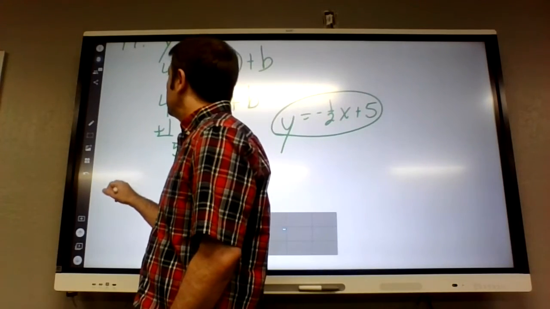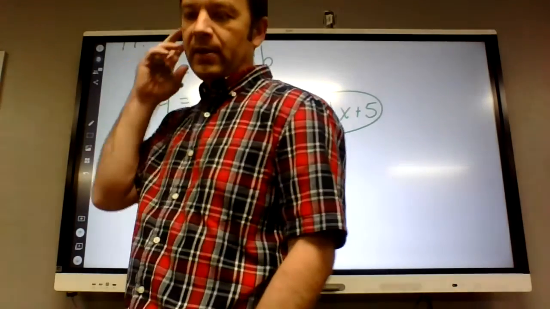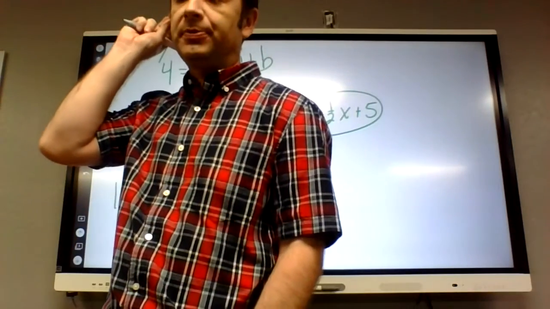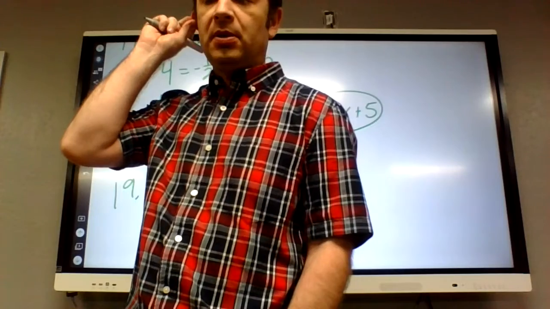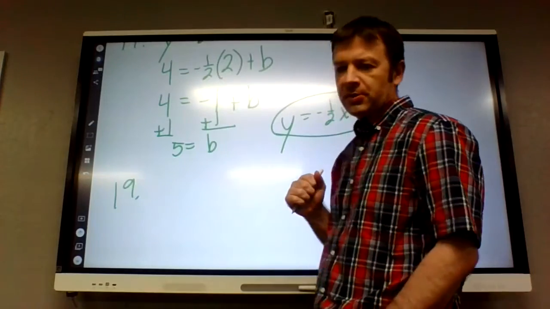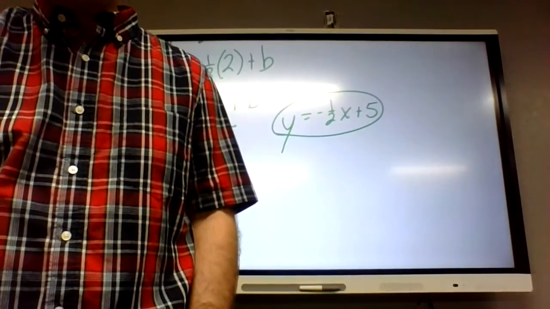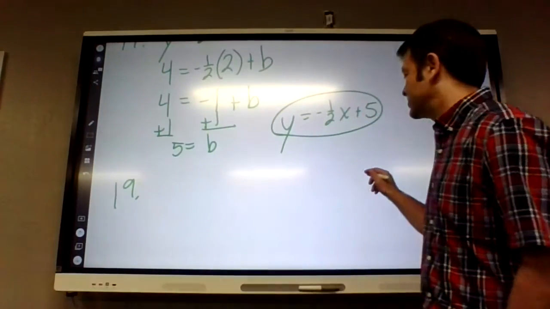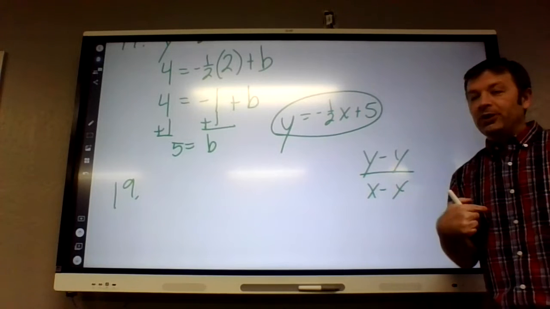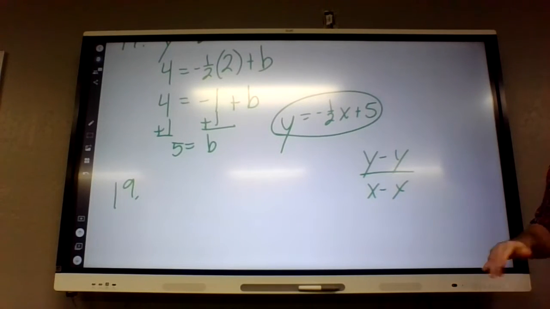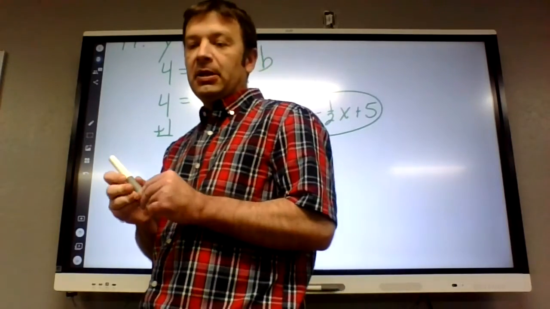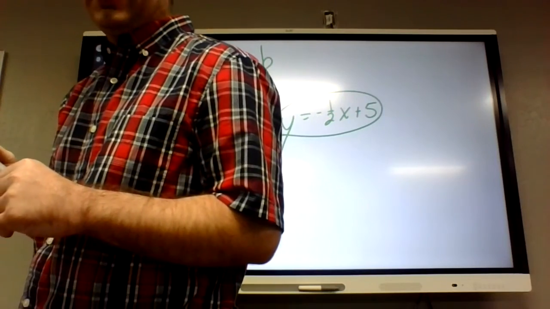What would we do on 18? Because it has 2 points. On 18, they just give you 2 points, so how could you find the slope? The slope formula. You guys remember the slope formula? It's y minus y over x minus x. That's the slope formula. That's your first step. We're going to have to do that on 21, so when we get to 21, you'll see an example. I'll be doing that.